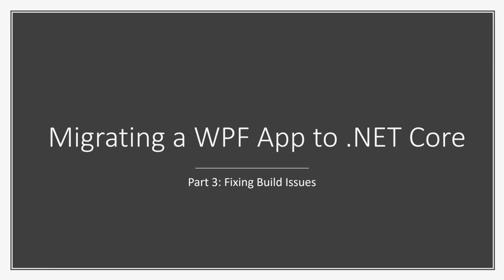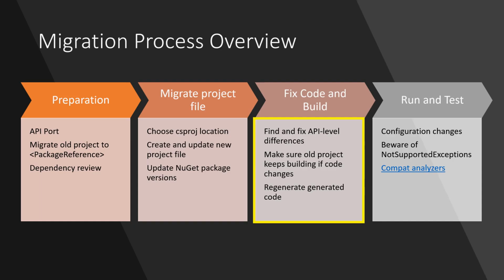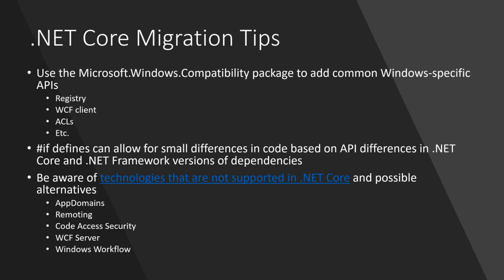Welcome back to migrating a WPF app to .NET Core 3. We're up to the third step of the migration process, which is actually fixing build issues and adjusting to account for API differences between .NET Framework and .NET Core. As you may remember, we've already done the preparation and the CS Proj creation, so now we're ready to go in and try to build the project and make necessary changes to get things up and running.